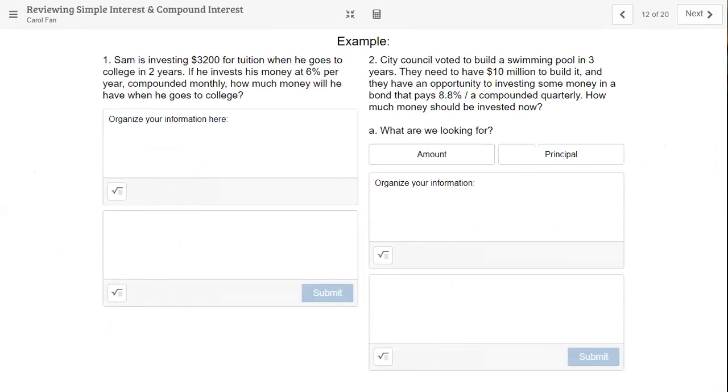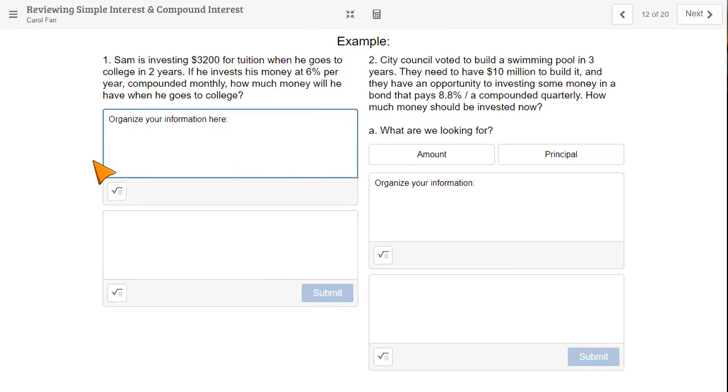Now, let's do a couple of examples. On slide 12, we have Sam is investing $3,200 for tuition when he goes to college in 2 years. If he invests his money at 6% per year compounded monthly, how much money will he have when he goes to college? So first, let's organize the information.